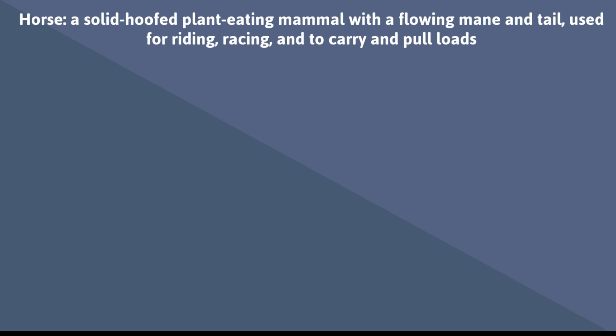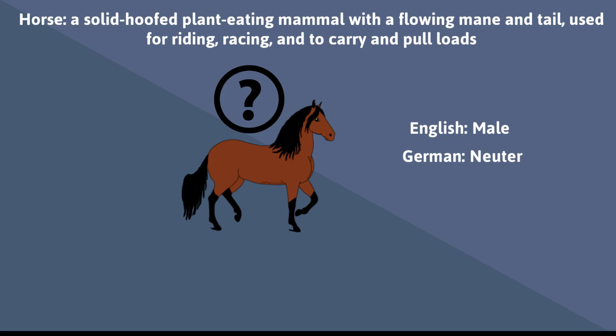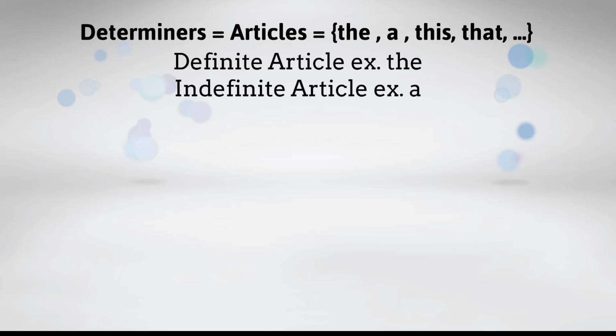For example, what's the gender of a horse in English? It's male in English, but it's sexless or neutral in German, so it's not as intuitive or arbitrary as you would think to assign gender in German. Grammatical gender does not have to correspond to physical or biological gender. Gender is indicated partially by which form of the definite or indefinite article that a noun takes.